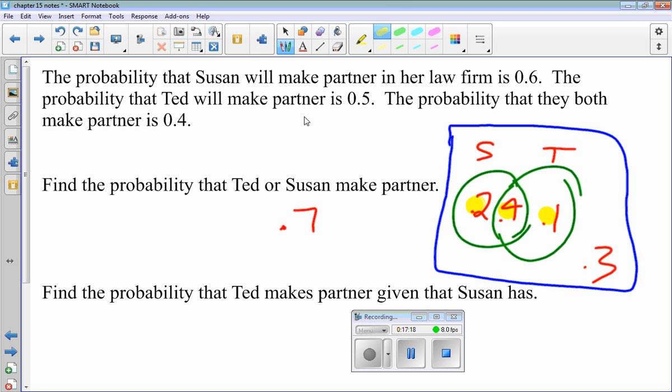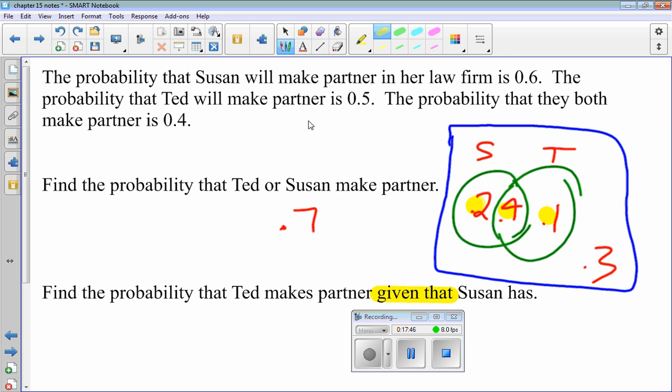All right, anyway, what I was going to say is this right here, the given that situation here is what's called a conditional probability. Find the probability that Ted makes partner. Just Ted making partner is going to be 0.5. Would you agree? Given that Susan already has made partner, well, that's a different situation. So we're going to look at that next class. It's called a conditional probability.